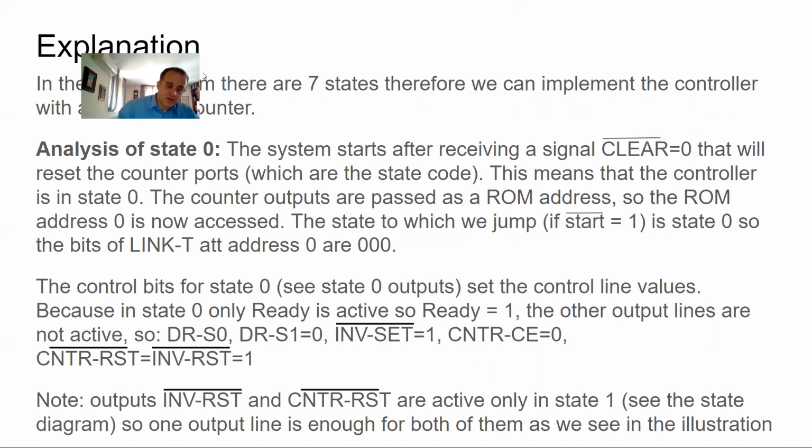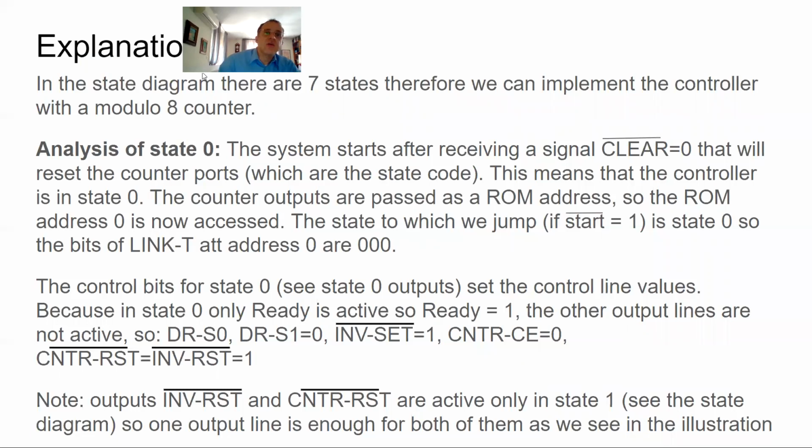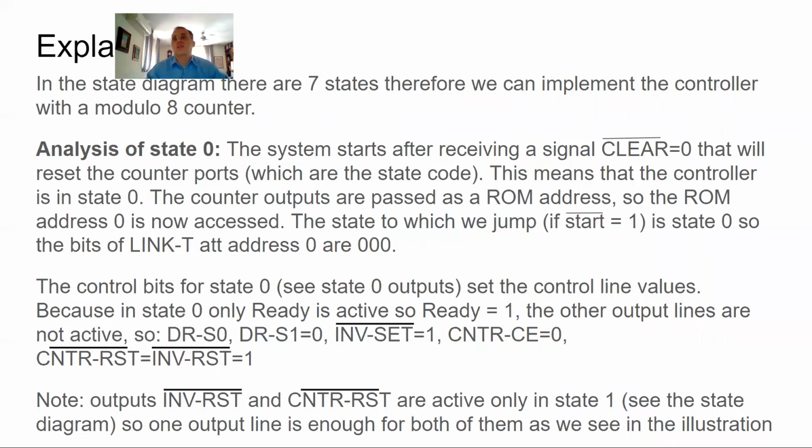Maybe I explain it better over here. In the state diagram, there are 7 states. Therefore, we can implement the controller with a modulo 8 counter. In other words, we need at least 7, so we'll use an 8 because there is no such thing as a 7 counter.